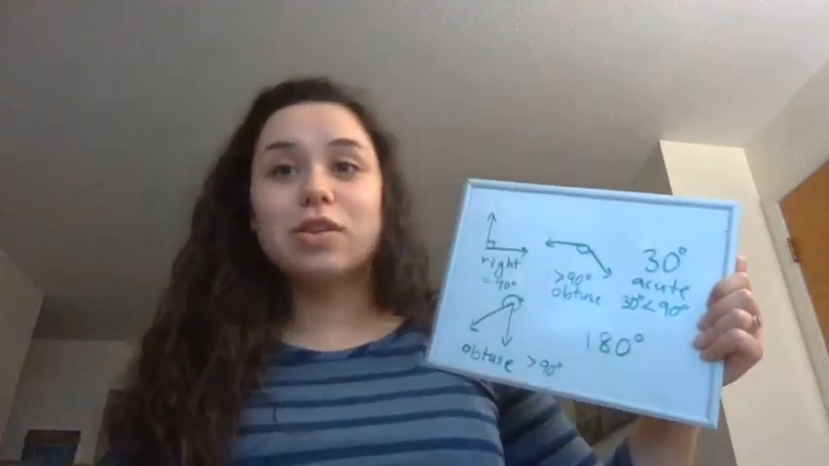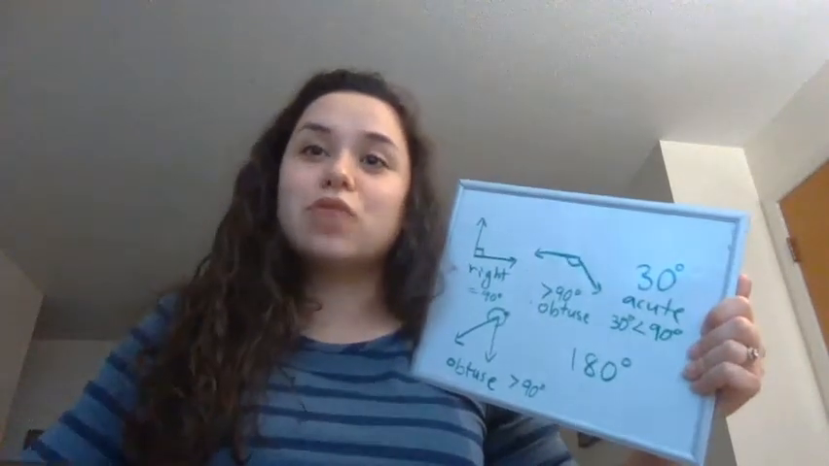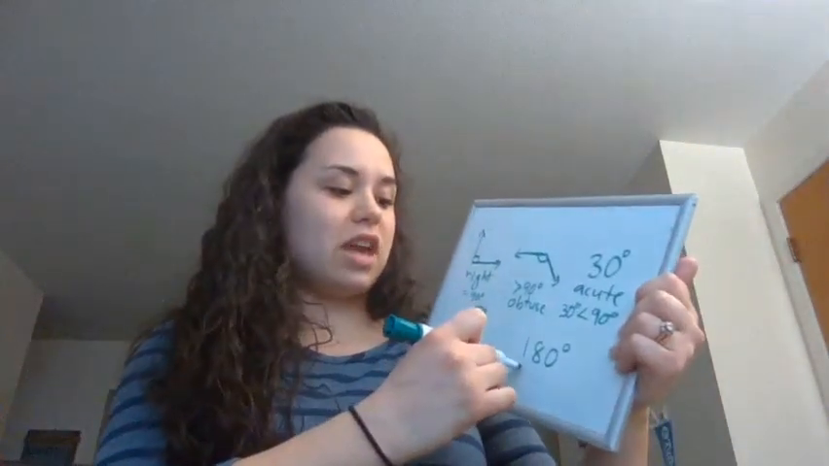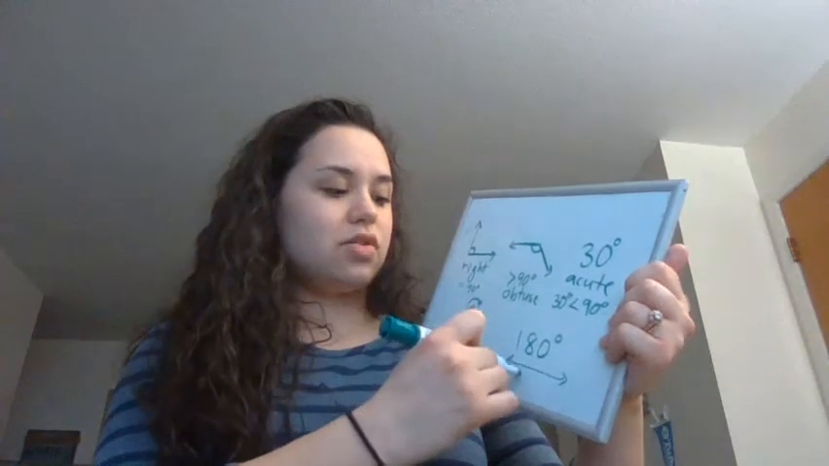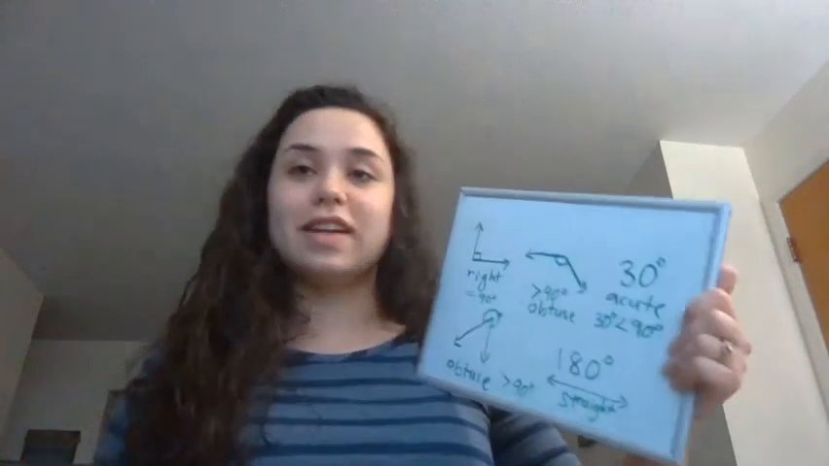That's easy. You guys know that 180 degrees is always the same type of angle, which is a straight line. So I know that this is a straight line. That's our intro to angles.